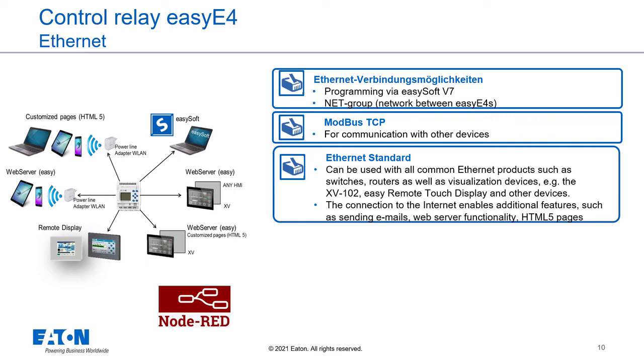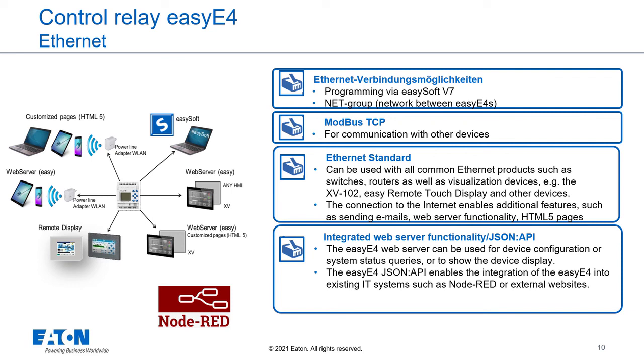The connection to the Internet enables additional functions such as sending emails, web server functionality, or HTML5 pages. The integrated easyE4 web server can be used for device configuration or system status queries, or to show the device display. The easyE4 JSON API enables the integration of the easyE4 into existing IT systems such as Node-RED or external websites.